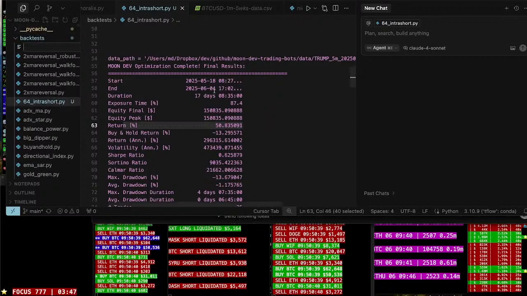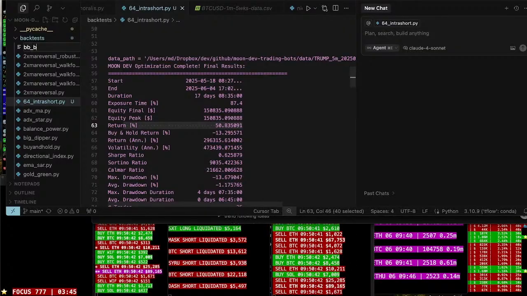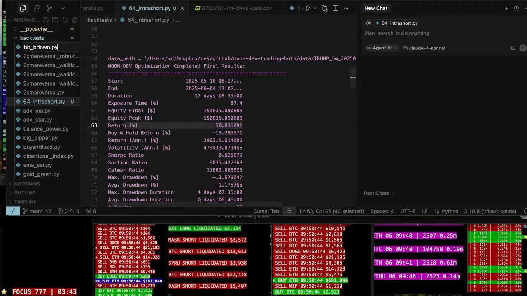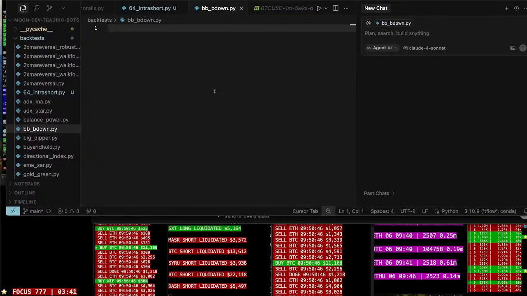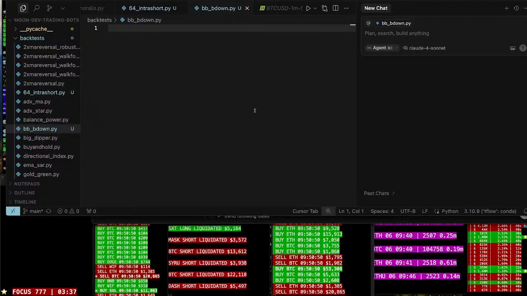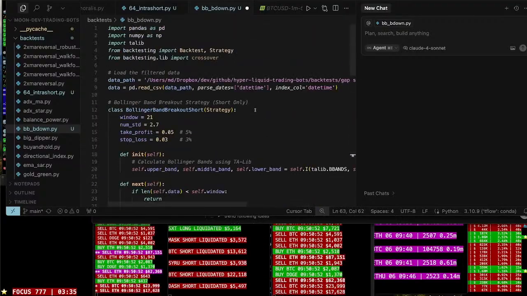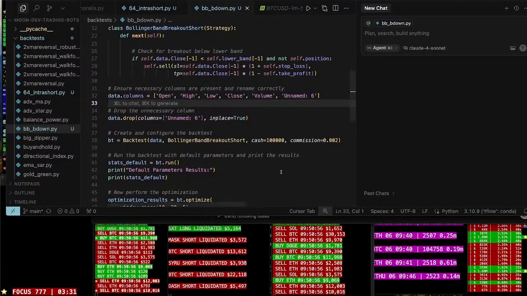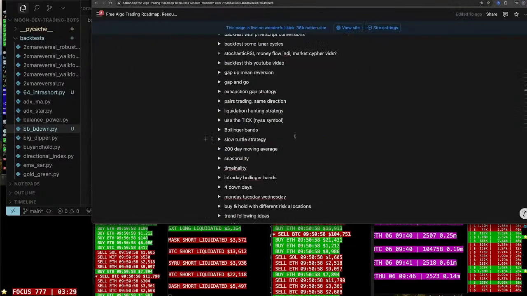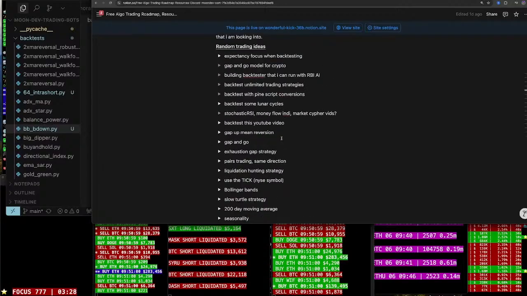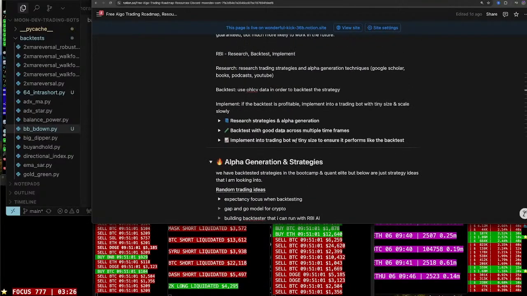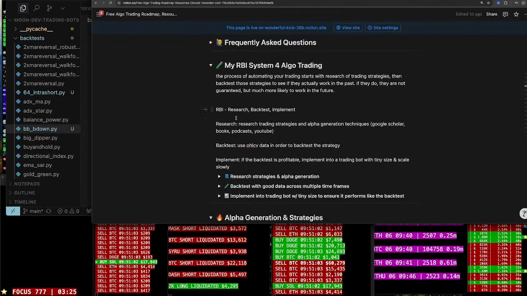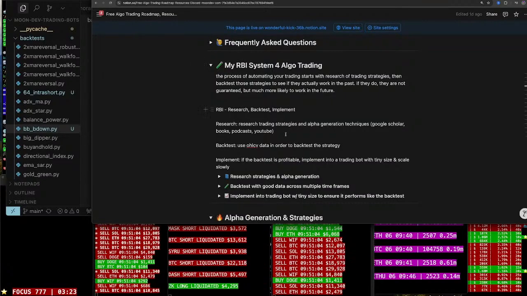I'm going to call this bbdown.py. And I think there's a couple Bollinger Band ones here, but you can see I just copied this code in here. This is my template code that I have in that free resource that is on moondev.com. I just pulled it from here in the backtesting part of the RBI system.